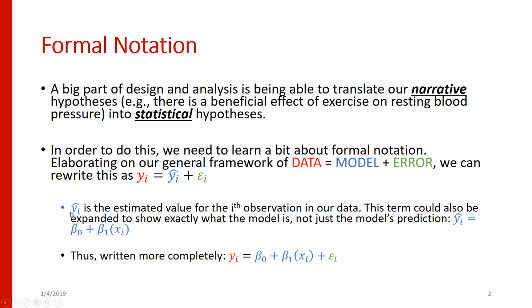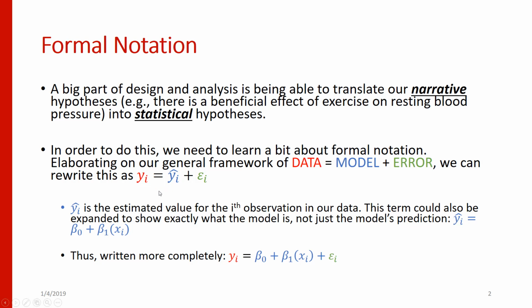Now, y hat, right, with that little circumflex accent there, is the estimated value for the ith observation of our data, right? So for instance, if we had 10 people's heights, y sub i, we'd have y1 would be the height of the first person, y2 would be the height of the second person, y3 would be the height of the third person, and so on. So we can index, hence the i, which observation it is using that subscript. And then we can differentiate the actual data, the actual y, from the estimate, which is the y hat.